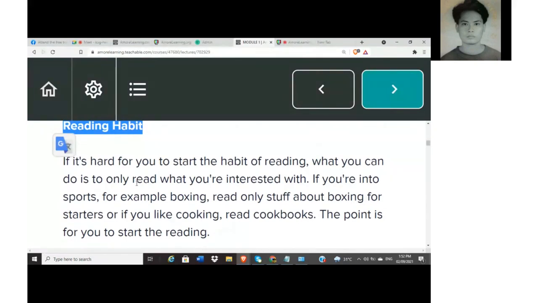But since we're talking about call centers, read about call centers. I beg you, read about call centers. Because that's the only way to really know about the industry. Know everything you can about the industry.